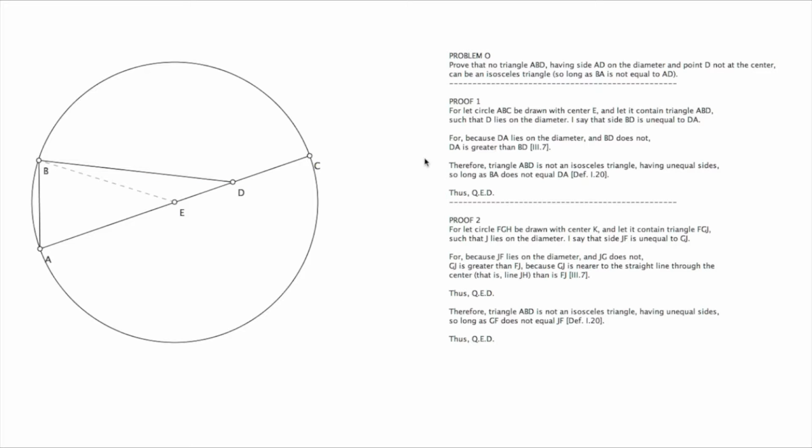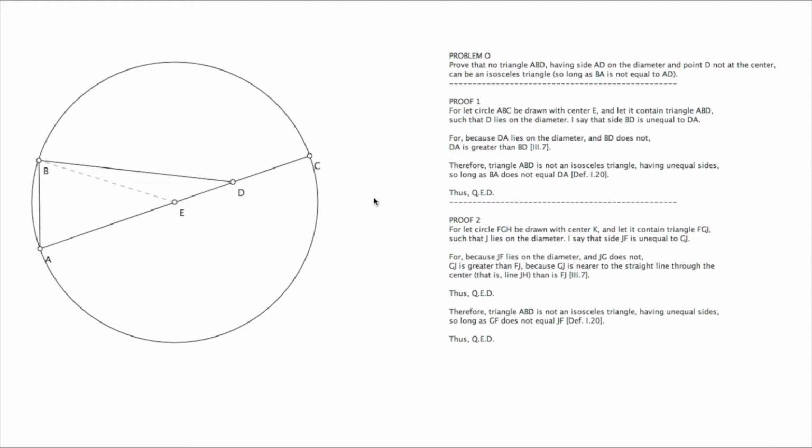Thus, we can conclude triangle ABD is not an isosceles triangle because it has unequal sides, namely AD and BD. And again, I've just repeated this so long as BA does not equal AD. So assuming, again, that BA is not equal to AD, then the proof holds up.